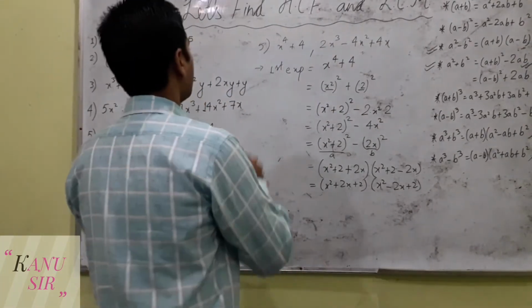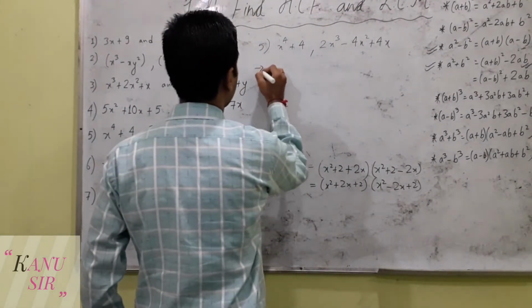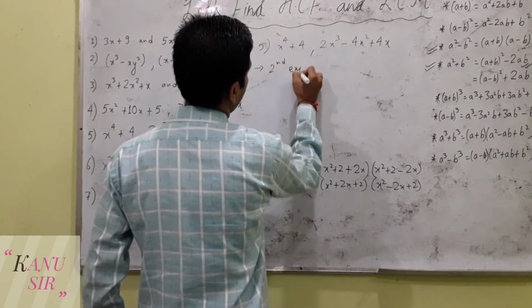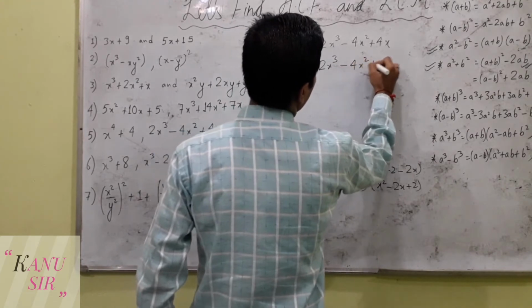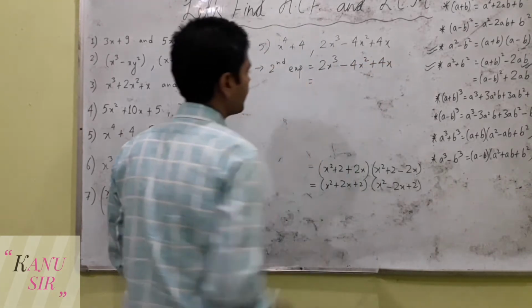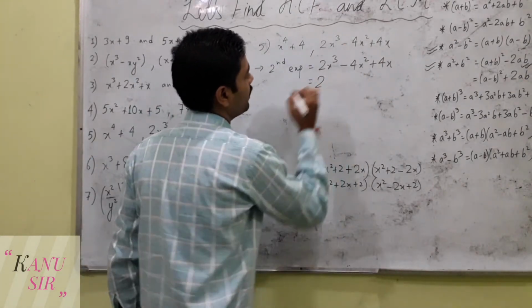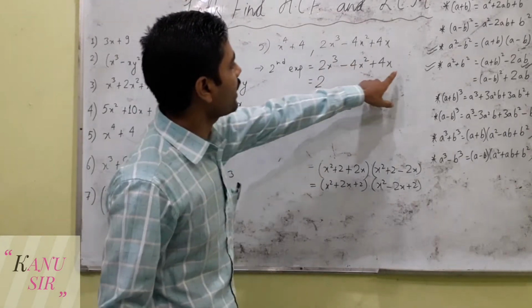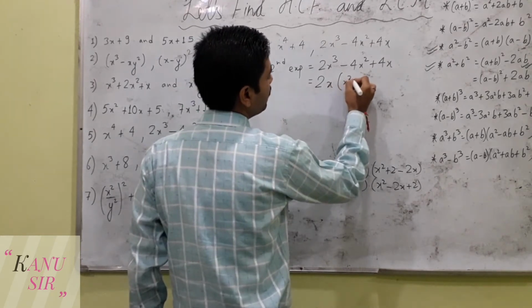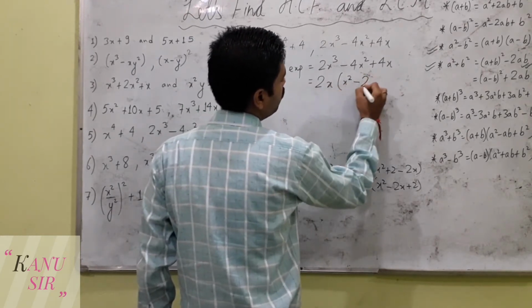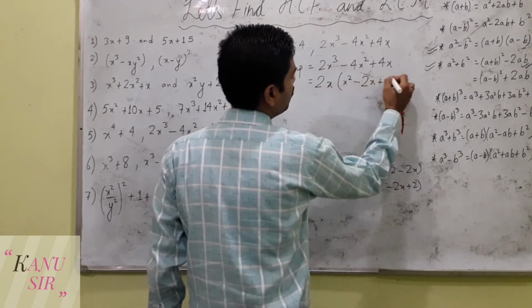Now we will be writing for the second expression. In a second expression, our question is 2x cube minus 4x square plus 4x, and you can see 2, 4 and 4 are multiples of 2. So we will take 2 common, x cube, x square and x. Actually there is one x common in all of them. So the remaining will be x square minus 2 times 2 is 4, x, and plus 2 times 2 is 4.